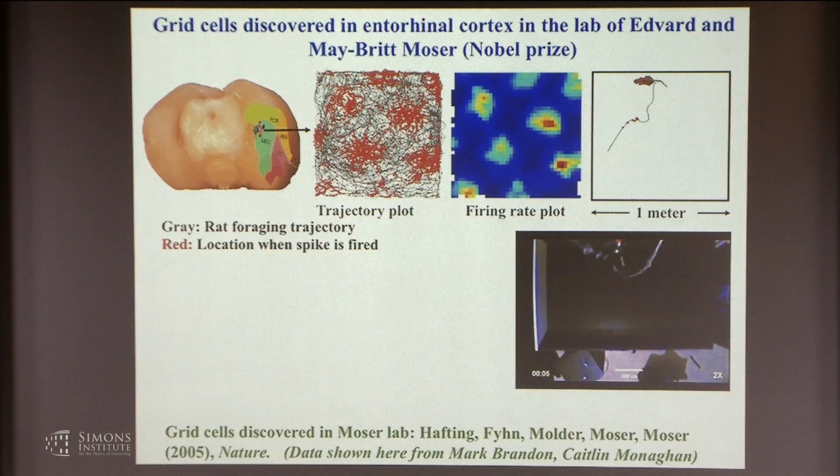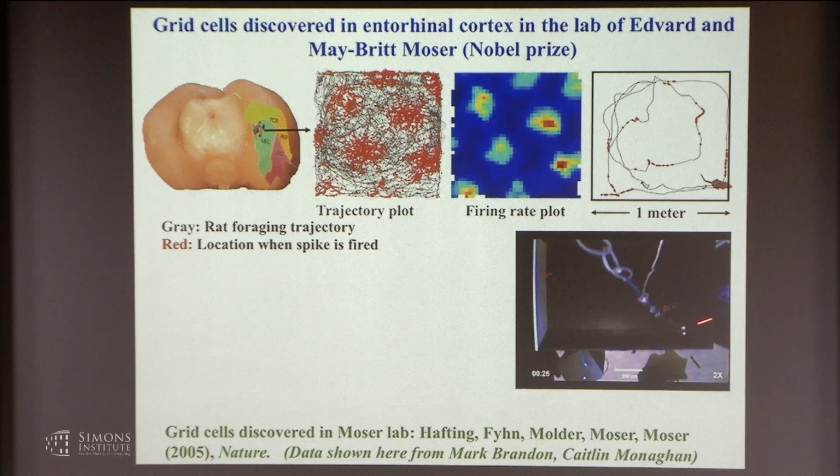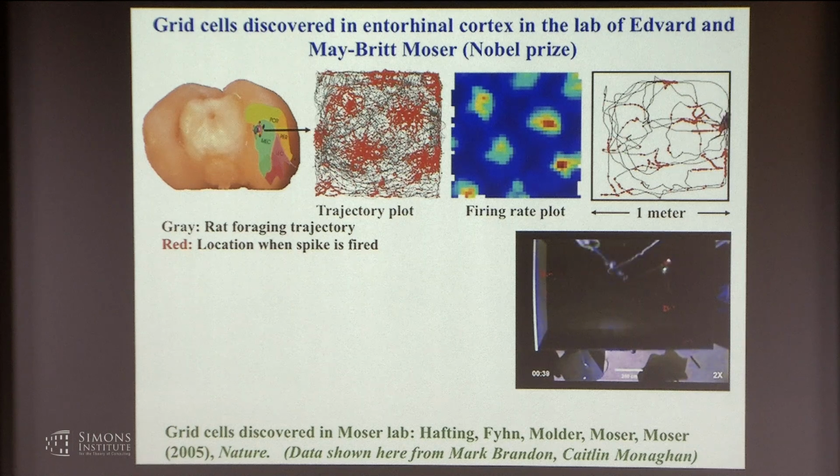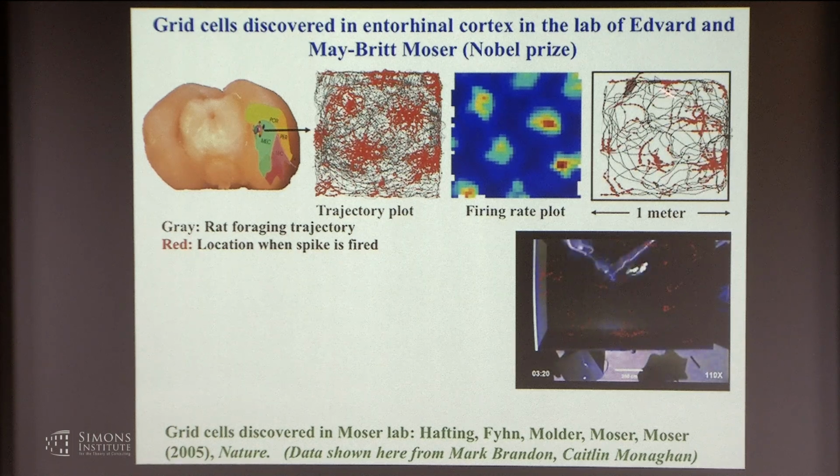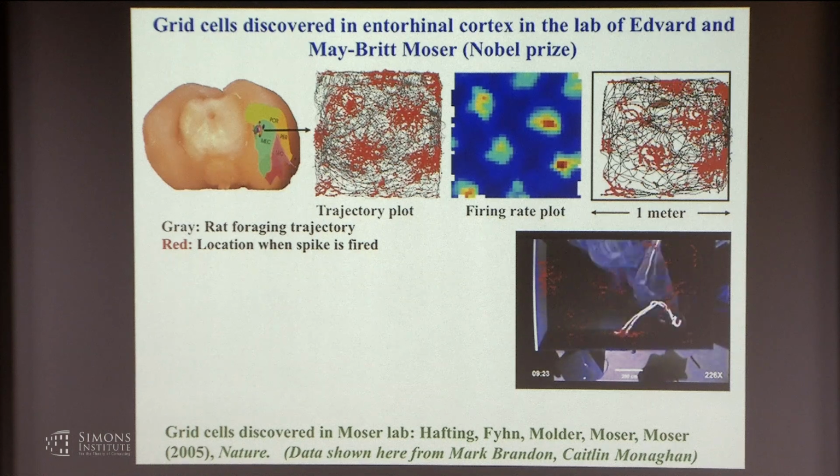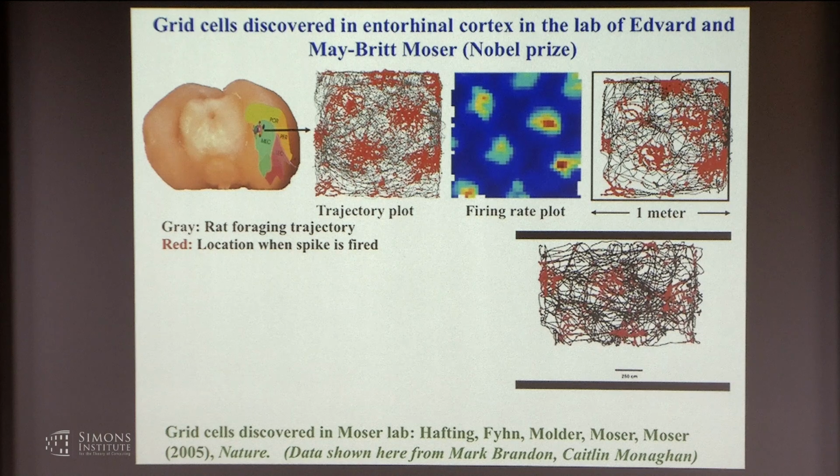So just to give an intro for the grid cells, this is a movie of a grid cell recording from our lab. As you know, grid cells were discovered in the lab of Edvard and May-Britt Moser. The paradigm that's commonly used for studying grid cells is to have a rat foraging in an open field environment, and you can track its head direction and location based on LEDs attached to the head. You can see the black line is showing the trajectory of the rat, and the red dots are showing the location of the rat each time an individual cell fires a spike. Obviously, that video has been sped up quite a bit.